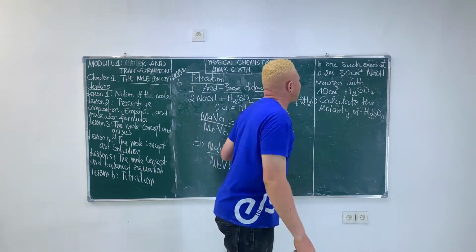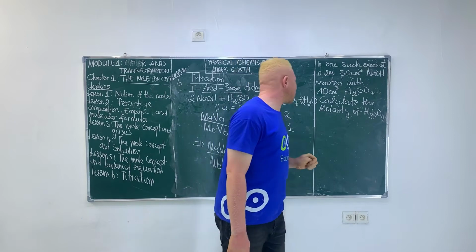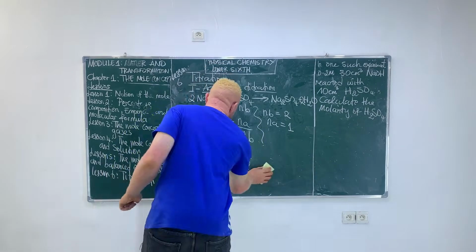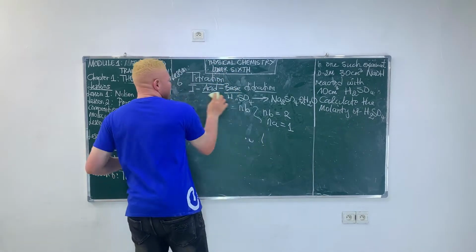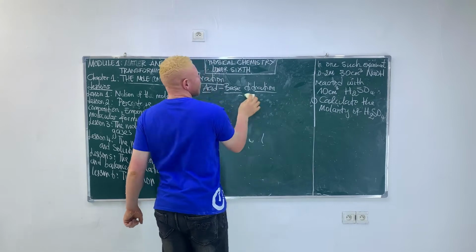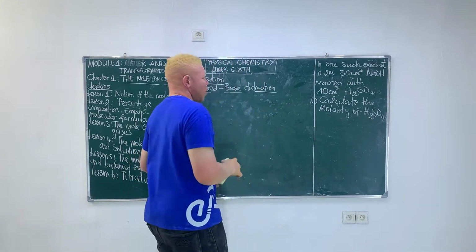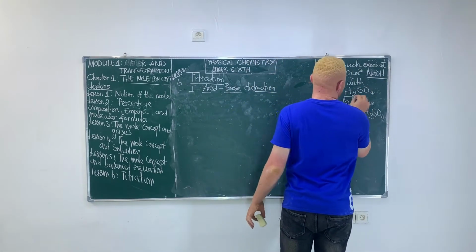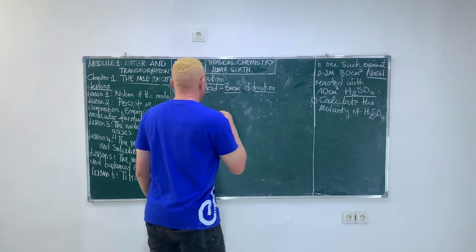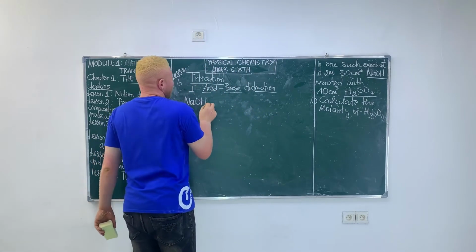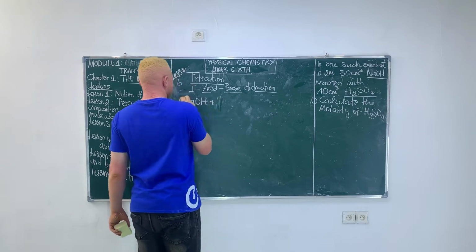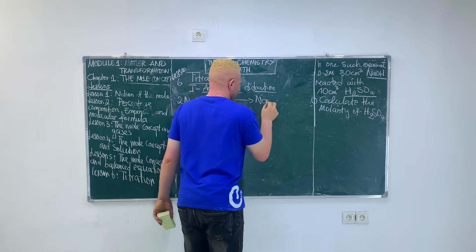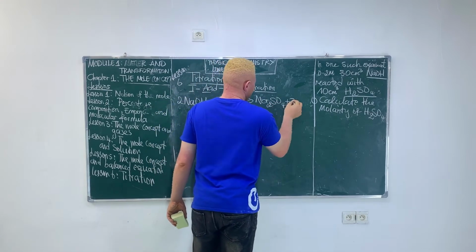The first thing to do is to write a balanced equation. The reaction is between sodium hydroxide and sulfuric acid. We have sodium hydroxide, we have sulfuric acid, which will give sodium sulfate and 2 water molecules.